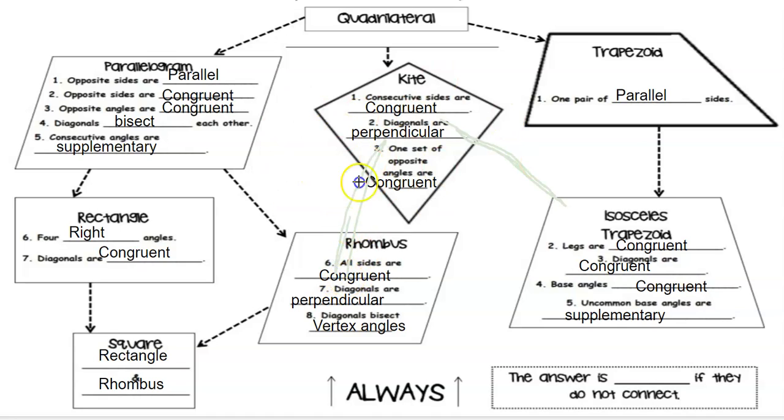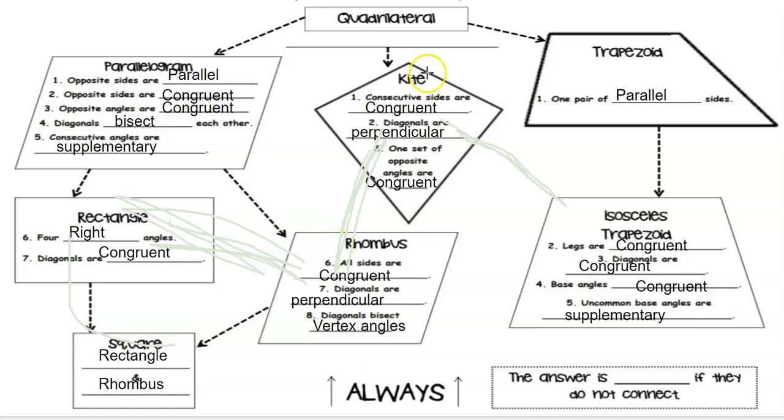Or a rhombus is never a kite. Or a rectangle, well, a rectangle can be a rhombus if it's a square, so that one's a little bit confusing. But in general, if there's not a line that goes between them, and you could say that there is a line between these, they're connected that way. But then there's not a relationship.